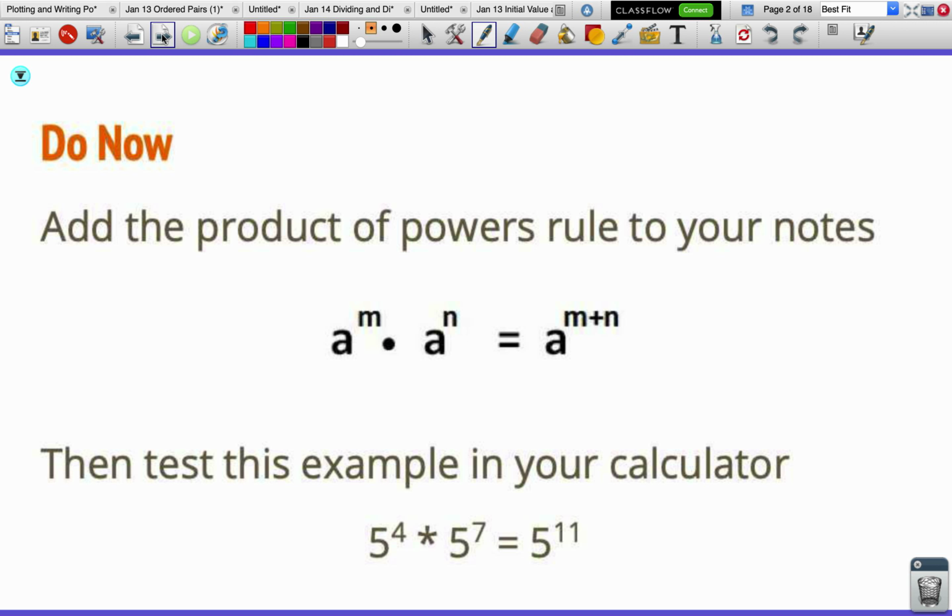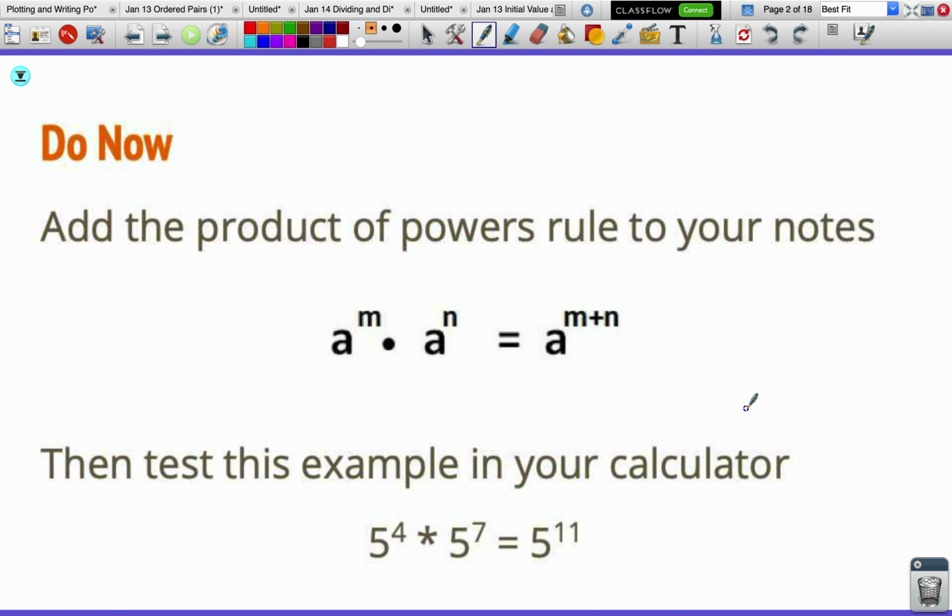Let's go ahead and get started, get those notes out, and I want you to add the product of powers rule to your notes. This rule states that if you have two exponents with the same base being multiplied, you can add their exponents. And I want you to get out your calculator and do a little test.